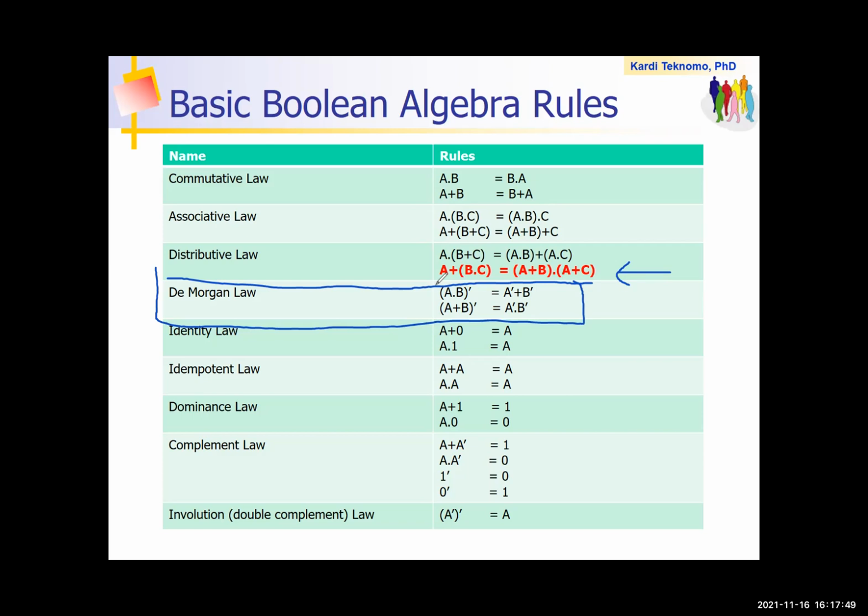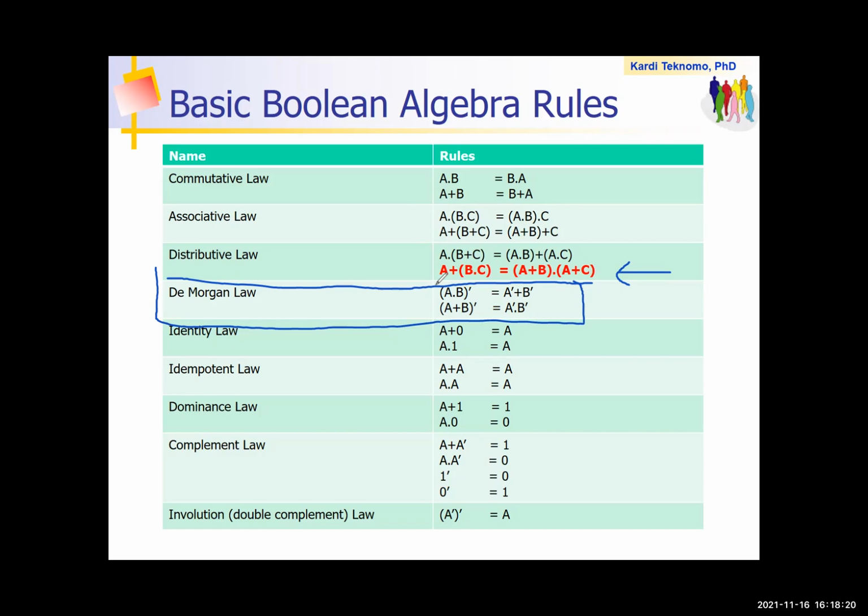So A plus B times C, you can put it out: A plus B multiplied by A plus C. In the usual number algebra you cannot do this, but in Boolean algebra you can do this. Identity law. Identity law is what? A plus 0 is A, A times 1 is A.